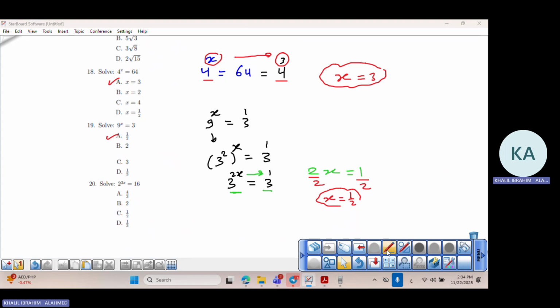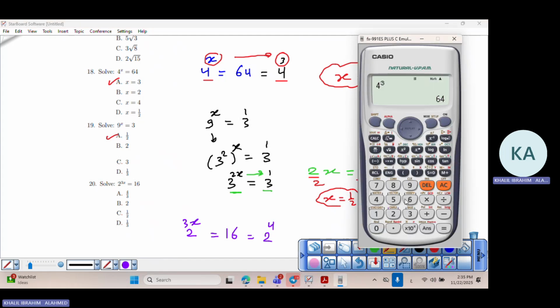Okay, the last question in the multiple choice questions, MCQs. Here also we have, in this equation, solve this exponential equation: 2 to the power 3x equals 16. How to write 16 in exponential form? This equals 2 to the power 4. You can check in your calculator. 2 to the power 4 equals 16, the same.